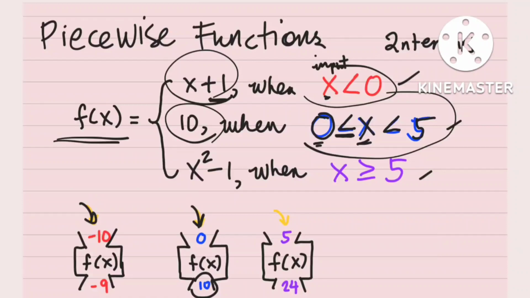Last condition, when the input or x is a number that is at least 5 or greater than or equal to 5, I will use this rule according to the function, which says I have to square the number and then the result I will reduce by 1, or I will subtract 1 from it.